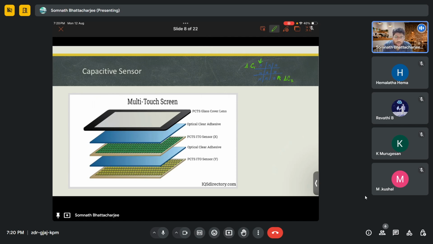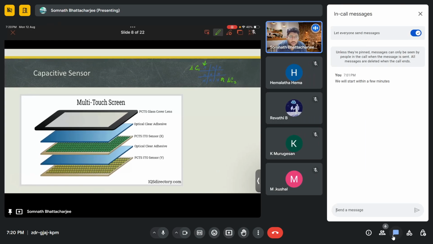How does a multi-touch screen work? Any one of you can maybe try, you don't have to be so specific, but you can just try. Or maybe you can type in the chat as well if you are having issues with your mic or something. Yeah, others?